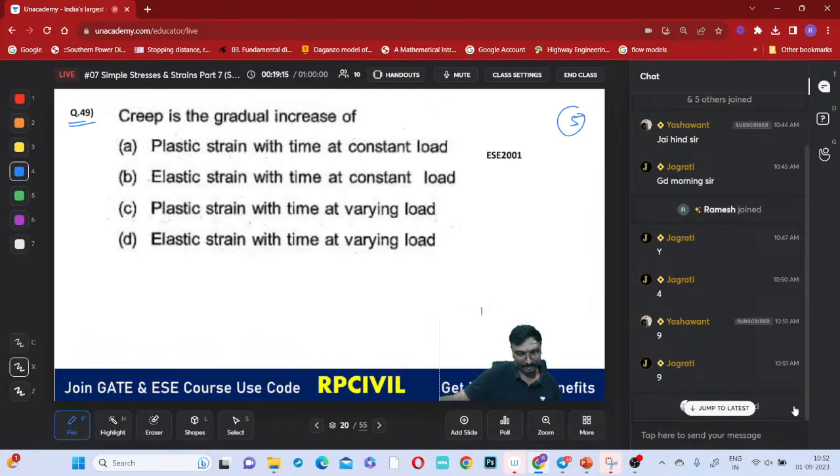Right. So here, A for apple. Creep is the gradual increase of which one? Plastic strain with the time at the constant load, elastic strain with the time at the constant load, plastic strain with the time at the varying load, elastic strain with the time at the varying load, right? So it is not the varying load, na? It is at the constant loading only this happens, you can say, right?